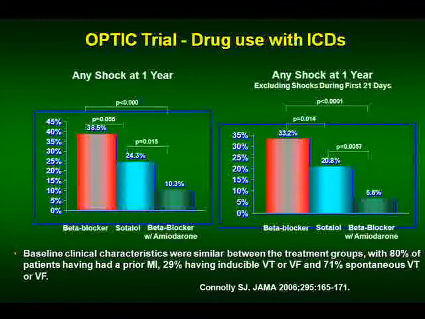This is a study that looked at beta blockers alone, sotalol as an antiarrhythmic drug, and beta blockers plus amiodarone, looking at the frequency of shocks. Notice that they were able to decrease the frequency of shocks after the loading period to about 6%, as opposed to the people just on beta blockers, where it was 33%.